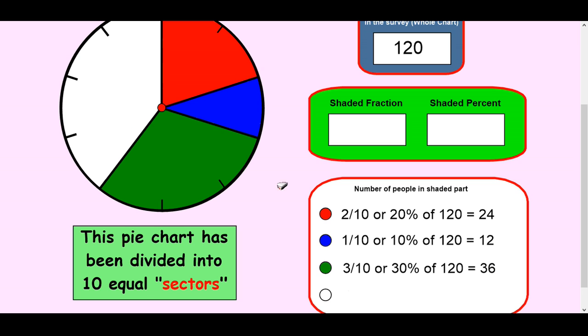And the last one is 4 tenths, isn't it? So 4 tenths, or 40% of 120. So divide by 10 to get 10%, it's 12, and then times it by 4, and you're going to get 48. Same to get 4 tenths of that amount. Now what you should notice is if you add all these up here, you'll get back to your 120. And that's basically how you can do it. You can either do it with percentages or fractions of this amount of the total pie chart.